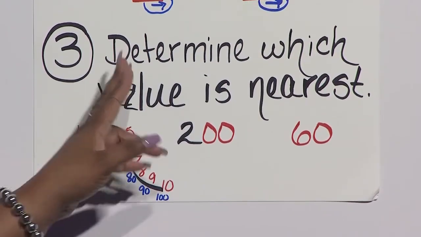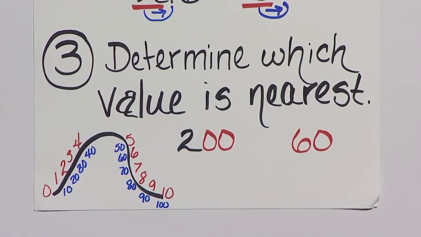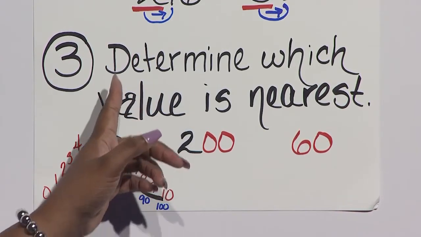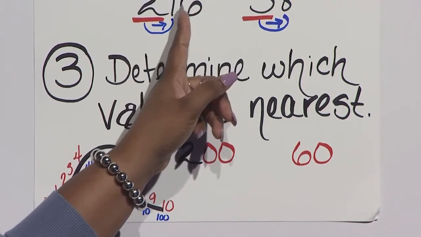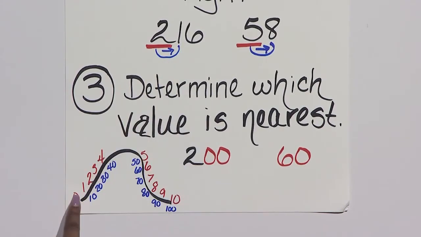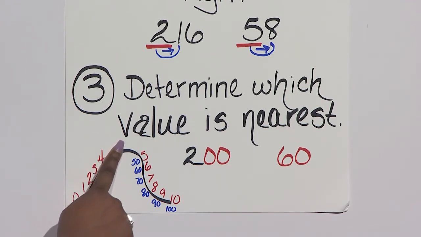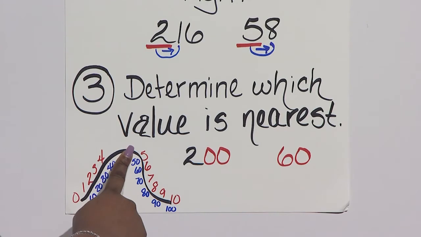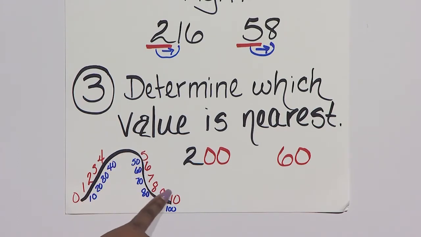Step 3 says, then we determine which value is nearest. So if I'm looking at 216 and I'm looking at the 1, look at my little roller coaster here. As I progress up the roller coaster, I'm closest to the 0. Once I top the hill, I'm halfway there, right? And now I'm closest to the 10.